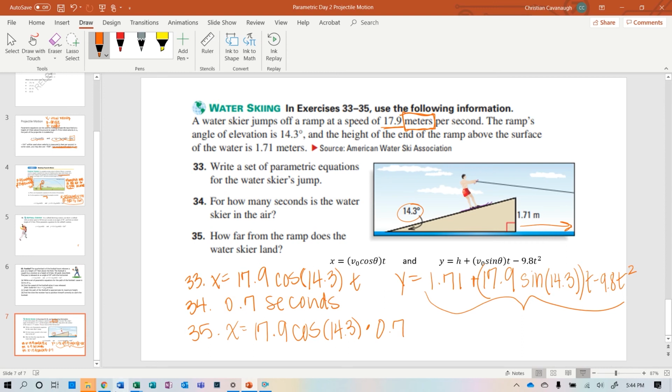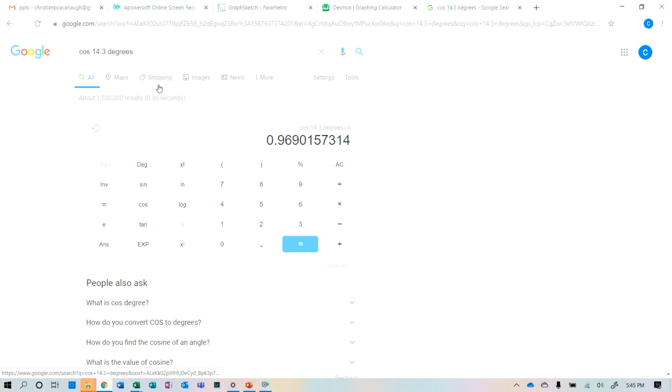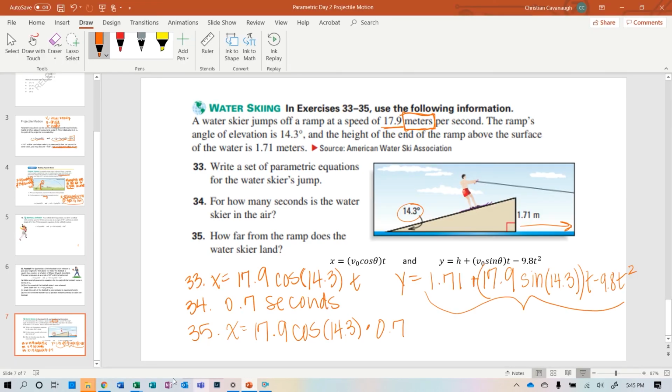And so then I'm going to come back to my calculator and I'm going to put in first cosine of 14.3 degrees like that so that you make sure it's in degree mode, or just type it in your calculator and you should be fine. And then we need times 17.9 and times 0.7 for my time, and you should get 12.14. So the distance that this water skier traveled was 12.14, and it's in meters. And so that would be the answer to number 35.